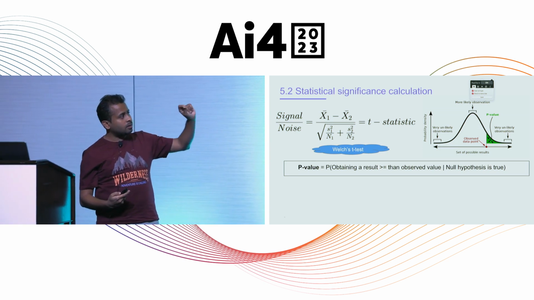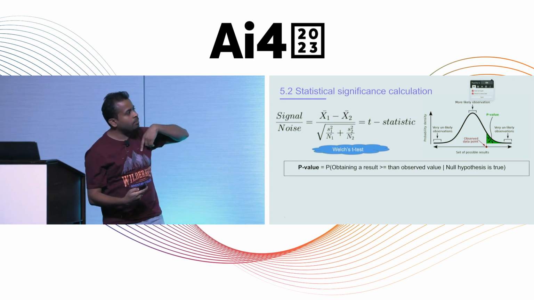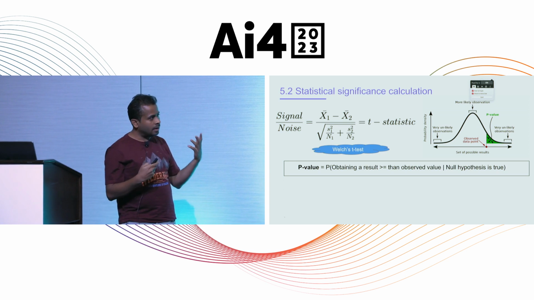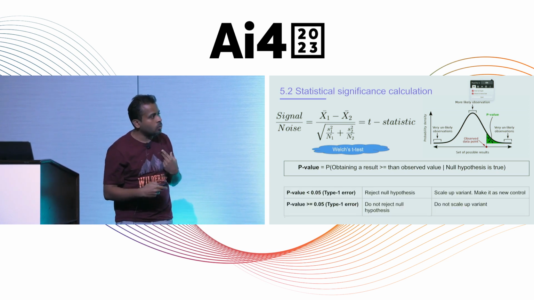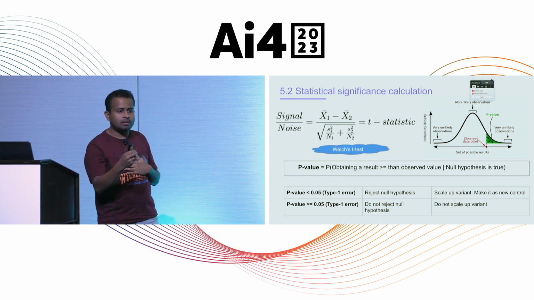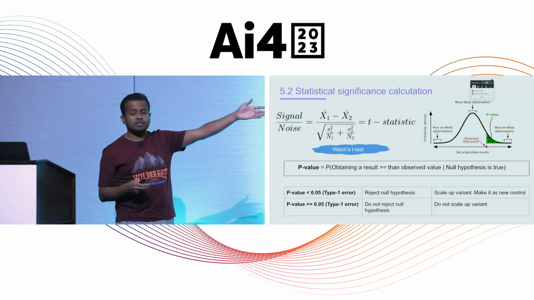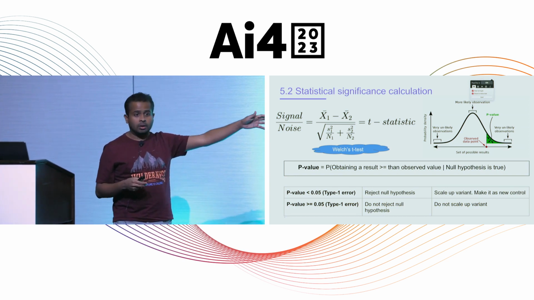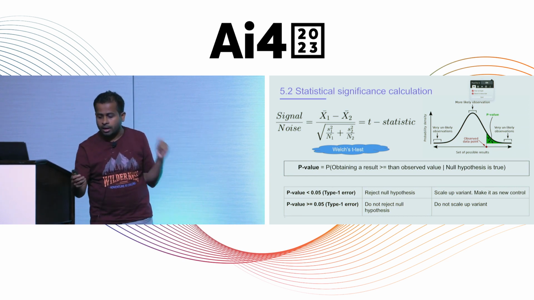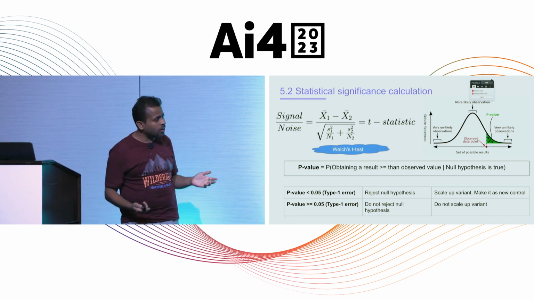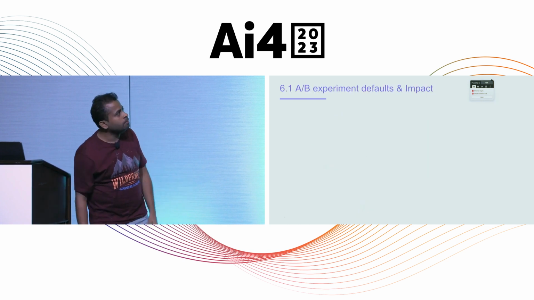Now, the last part of the puzzle here is you convert T statistic to a p-value, where p-value is probability of obtaining a result greater than the observed value here, given that null hypothesis is true, and you take the final decision. That is, if p-value is less than 0.05, you say that you reject the null hypothesis. Why? Because you have scientifically proved that it is better than control, right? So what's the decision you take? You scale up the variant and make it as new control, right? And if it is greater than 0.05, you do not reject the null hypothesis. That means you do not scale up the variant, right?